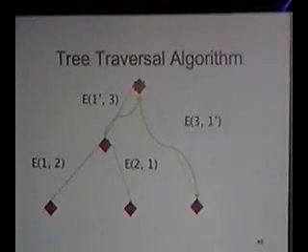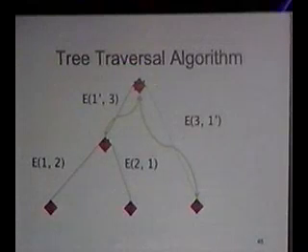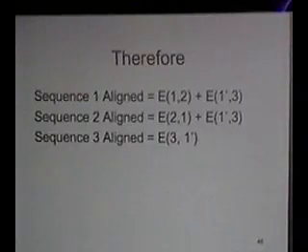So sequence 1 aligned, which is over here, we're going to add the edits of 1 prime 3 to 1 2. To add the edits. The edits in this case are going to be the gaps, by the way. If we're going to propagate those gaps down the tree to sequence 2, we're going to take 1 prime 3 added to the edits of 2 1, and lastly, for sequence 3, all we need to do is add the edits of 3 and the edits of sequence 3 and 1 prime in this case, as explained.